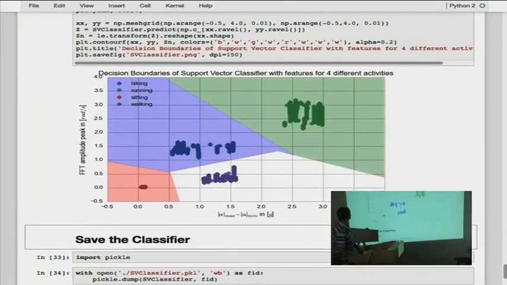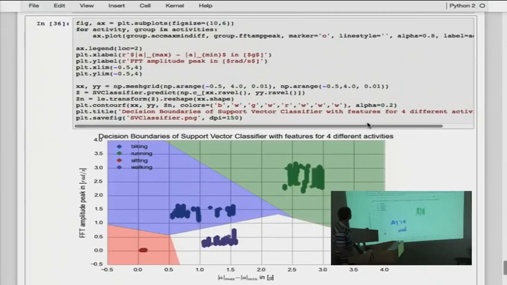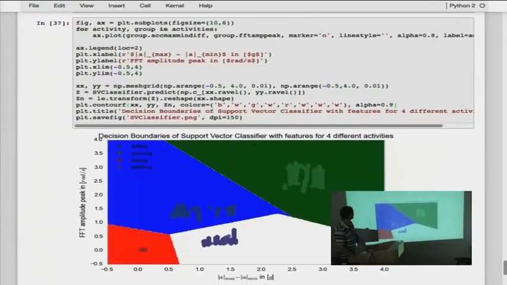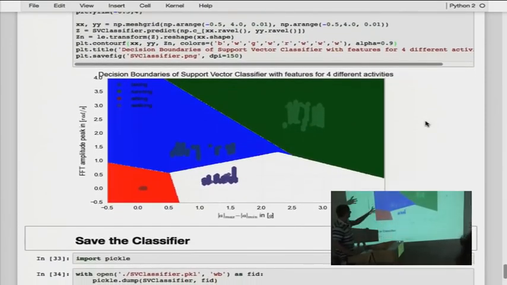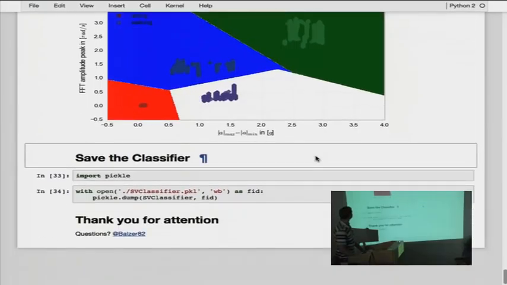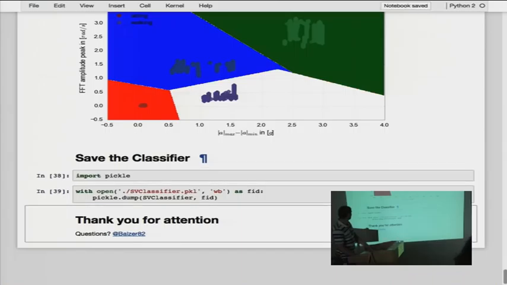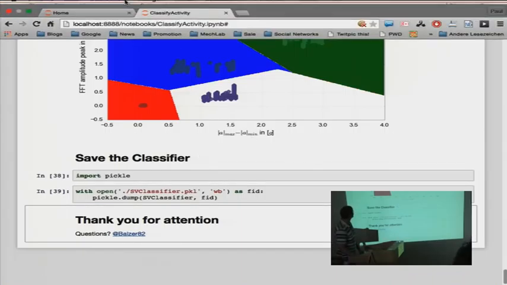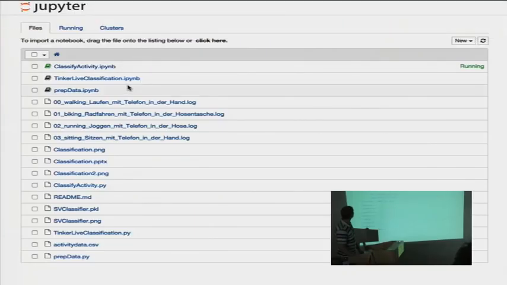You don't see the decision boundaries. Here they are. So you see the SVC figured out some decision boundaries for every activity. So we developed a machine learning algorithm to separate activities based on our features. So let's save it and let's try a real example.